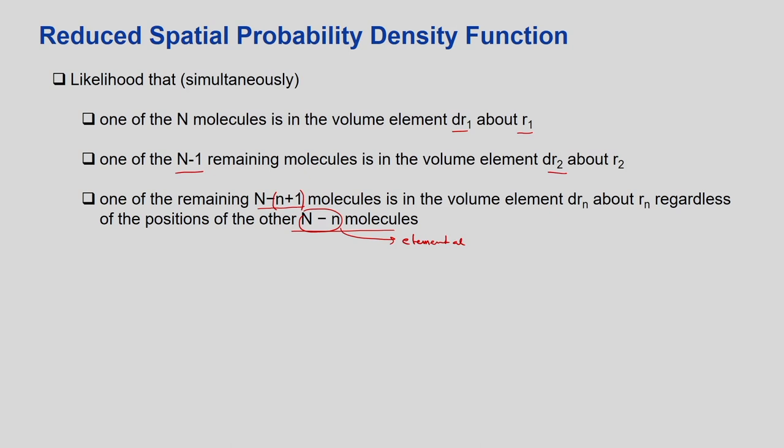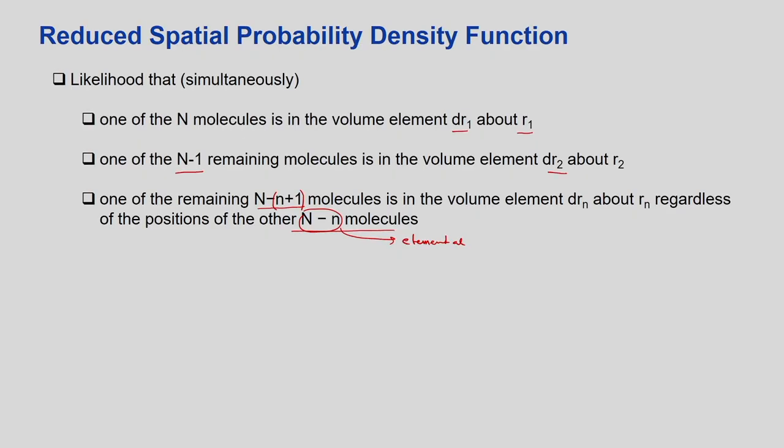So let us write down the expression. We will write down the number of ways. There are n ways of putting this molecule within DR1. Then there will be n minus 1 ways remaining, because one of the molecules is already inserted, we have already fixed it. So, first molecule n ways, second molecule n minus 1 ways, third molecule n minus 2 ways, because two are already taken, so you are remaining with n minus 2 ways only. Like that, you keep on doing this until you get n minus n plus 1.